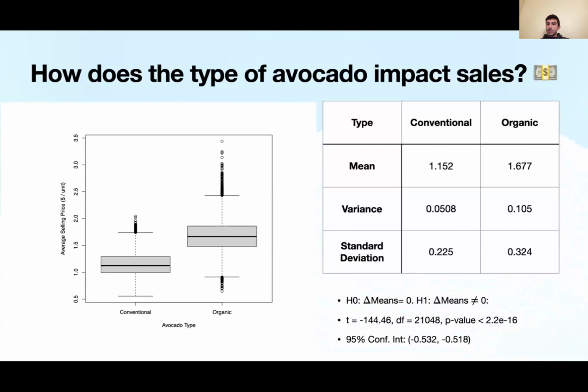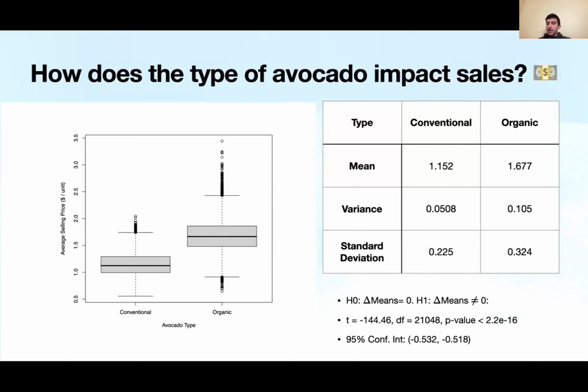On the right, we have a table containing the mean, standard deviation and variance of the average selling price of conventional and organic avocados. The mean for conventional is about 1.1, and I can't really see the mean for organic on my screen because the camera's covering it, but I think it was 1.6.